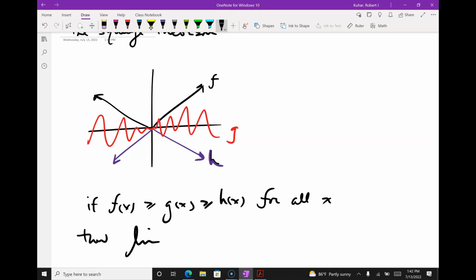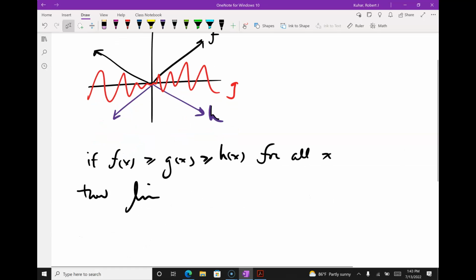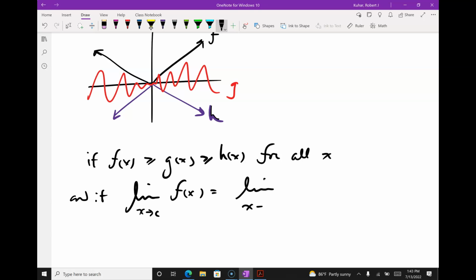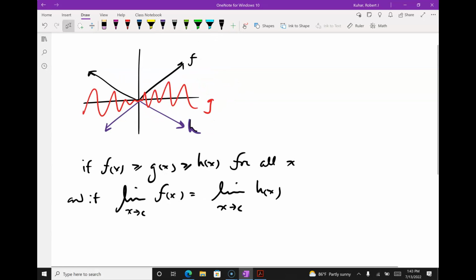then the limit is... what do I want to say here? Yeah, sorry. And if the limit as x goes to c of f of x equals the limit as x goes to c of h of x, then what do you think?